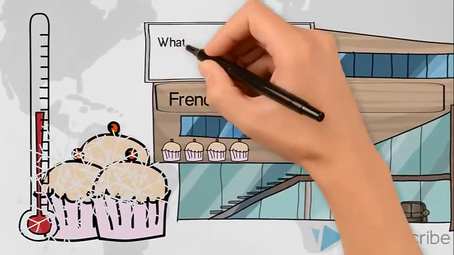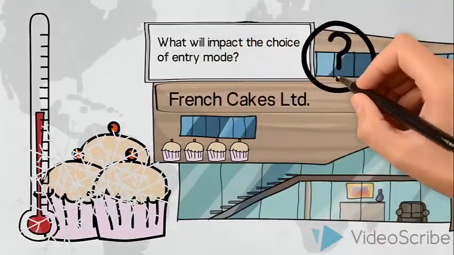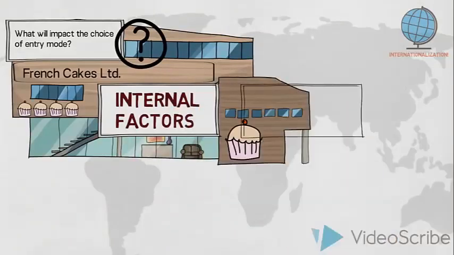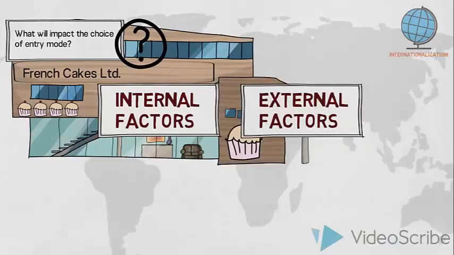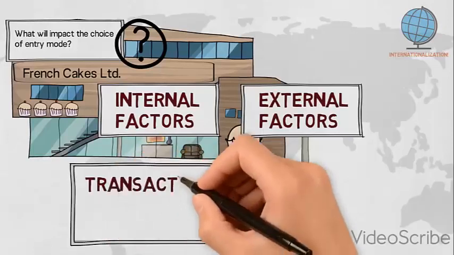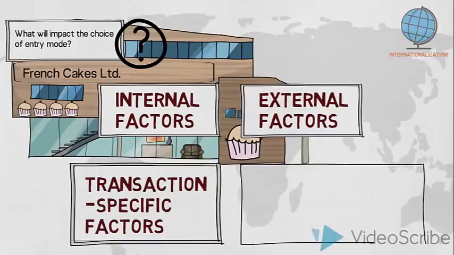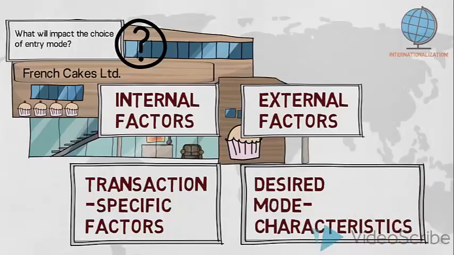So what might impact French Cake's choice of entry mode to a foreign market? French Cake's internal situation will have an impact. Some external factors about the particular country, region and market of choice will influence that decision. Some conditions related to possible outsourcing of activities are addressed in transaction-specific factors. And finally, French Cake's preferences for the different characteristics of the various entry modes will also affect their choice.